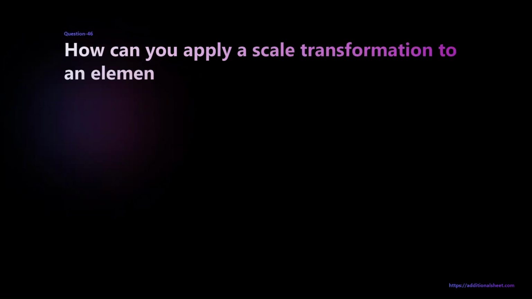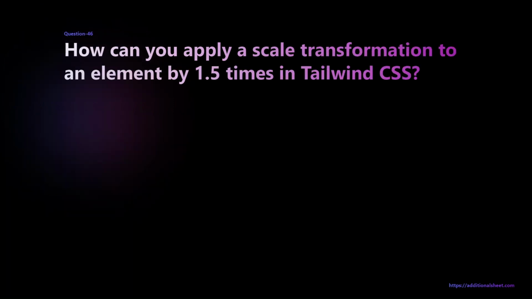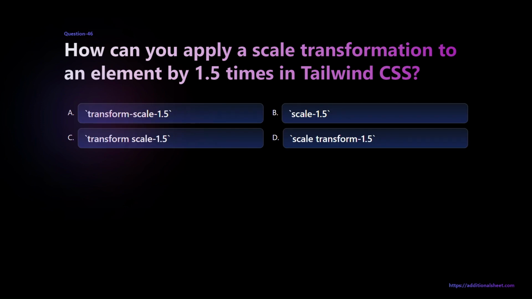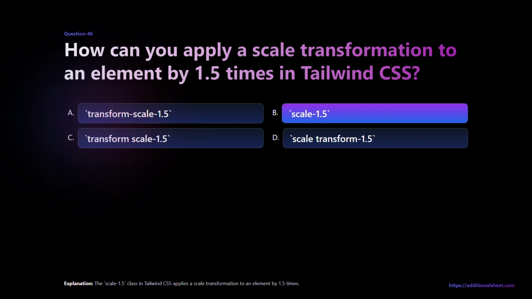How can you apply a scale transformation to an element by 1.5 times in Tailwind CSS? Option A, transform scale-1.5. Option B, scale-1.5. Option C, transform-scale-1.5. Option D, scale-transform-1.5. The correct answer is option B, scale-1.5.